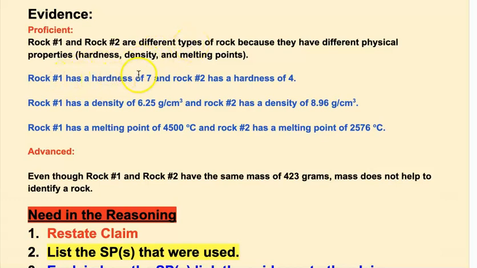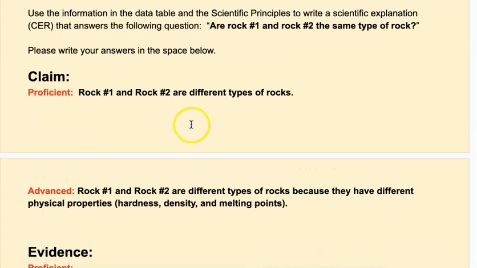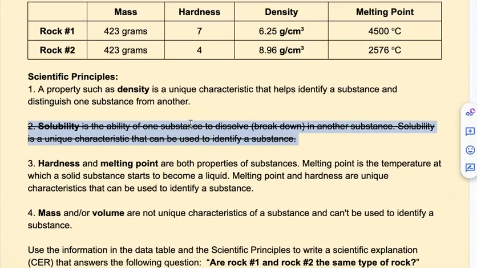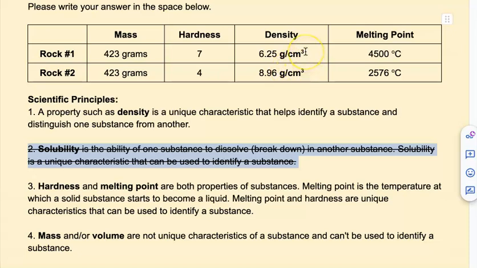Well, rock number 1 has a hardness of 7, and rock number 2 has a hardness of 4. Rock number 1 has a density of 6.25 grams per cubic centimeter, and rock number 2 has a density of 8.96 grams per cubic centimeter. Rock number 1 has a melting point of 4,500 degrees Celsius, and rock number 2 has a melting point of 2,576 degrees Celsius. Did you see I pulled all those numbers from here? When it comes to the superscript, I just copied and pasted it down there and put it in a sentence.